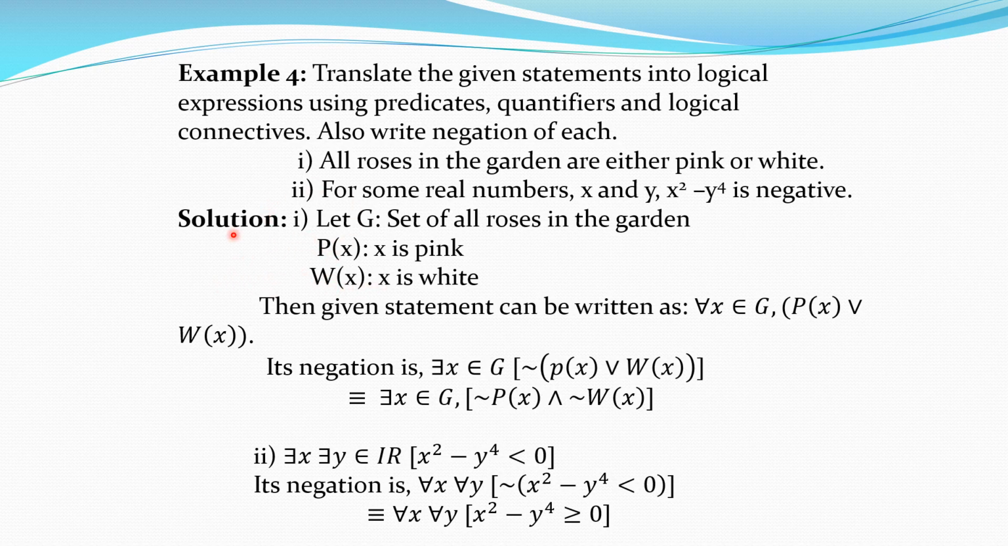So now we have domain as well as predicate. So we can write in symbolic form. So this is given for all roses. So we use quantifier for all x in G. Now what is given? Px or Wx. So this is Px disjunction Wx.